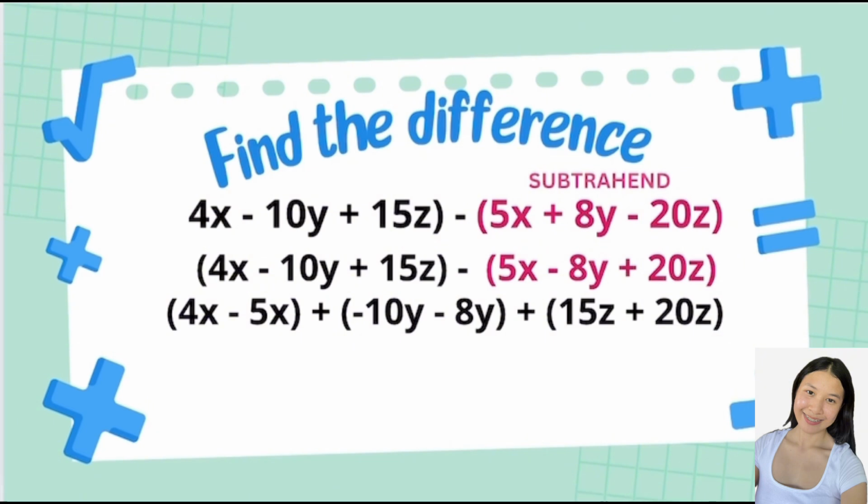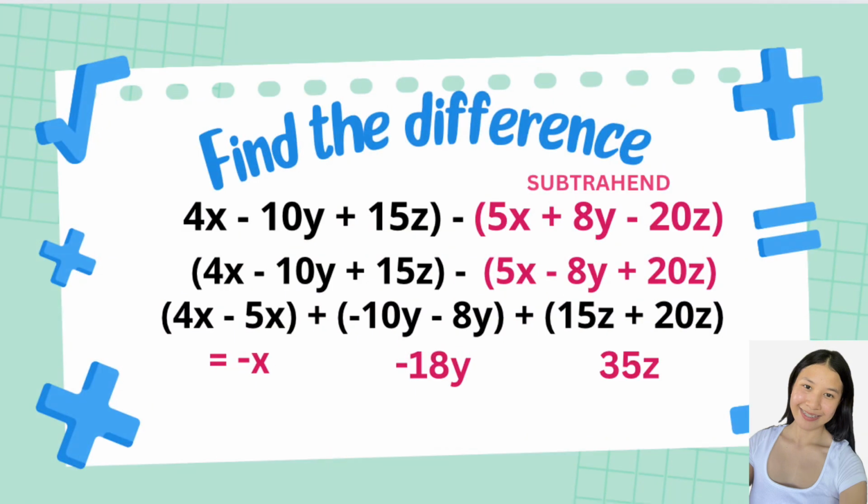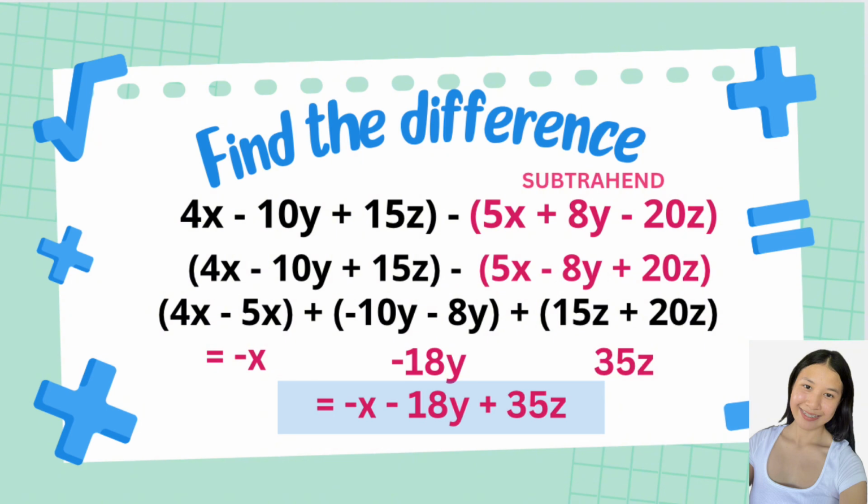So first, we need to subtract 4x minus 5x. So it will be negative x. And then the second term, negative 10y minus 8y will be negative 18y. And then the last term, 15z plus 20z will be 35z. So the final answer of 4x minus 10y plus 15z minus 5x plus 8y minus 20z is negative x minus 18y plus 35z.